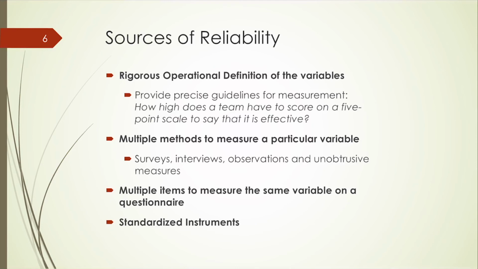Now, sources of reliability, you have, again, the rigorous operational definition, and we saw that in the last slide. You have multiple methods to measure a particular variable that you can use: surveys, interviews, observations, unobtrusive measures, which is secondary data. You're going to look at literature or documentation and things that are not going to involve directly the people you are studying or the getting into their workday or whatever. There are multiple items to measure the same variable on a questionnaire, and a good questionnaire or a good survey is going to be standardized, and standardized means that it has stood the test of time. It has been used over time with different population groups or different subjects, and it's been deemed to be reliable and valid. And when it's that way, we use that as the standard. So that's what a standardized instrument would be.